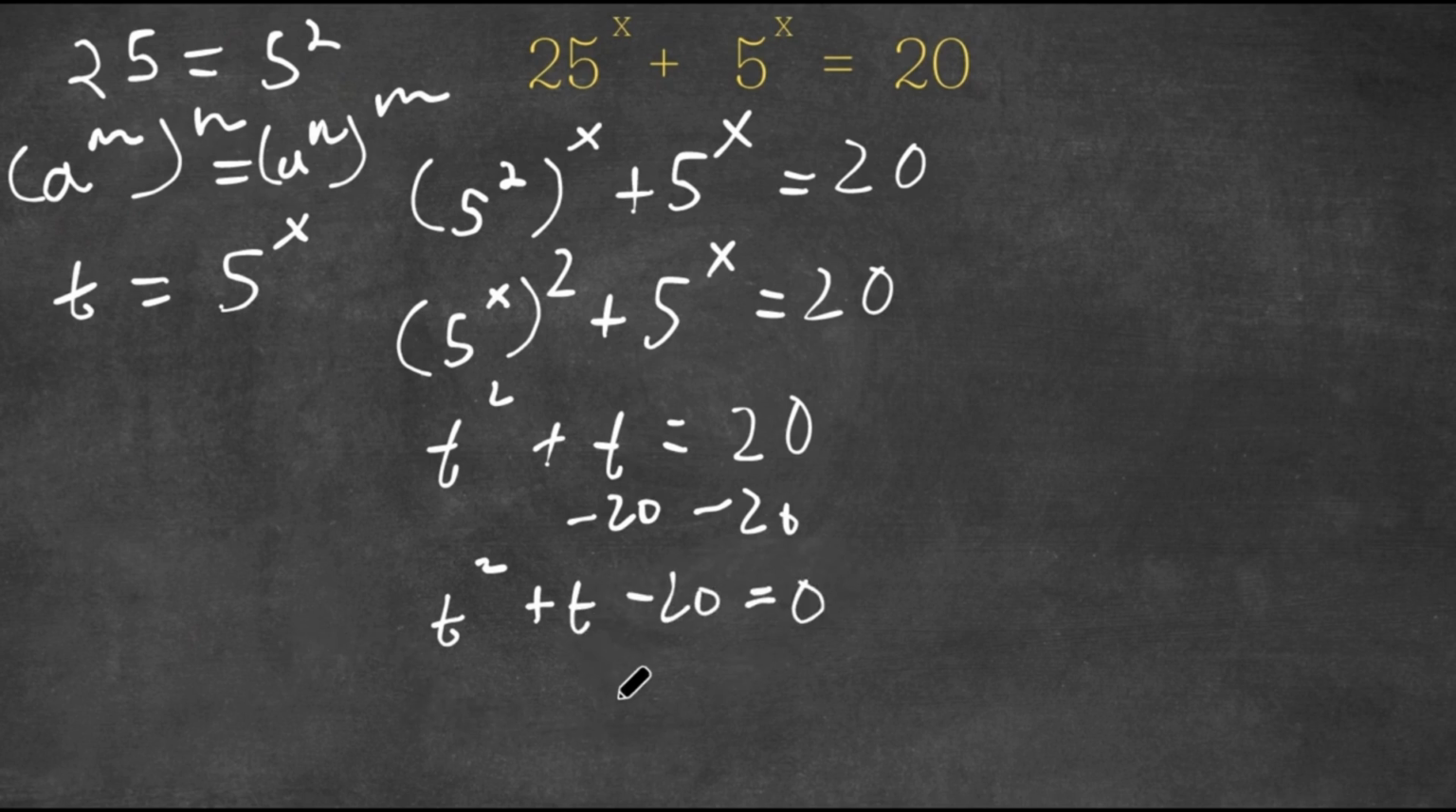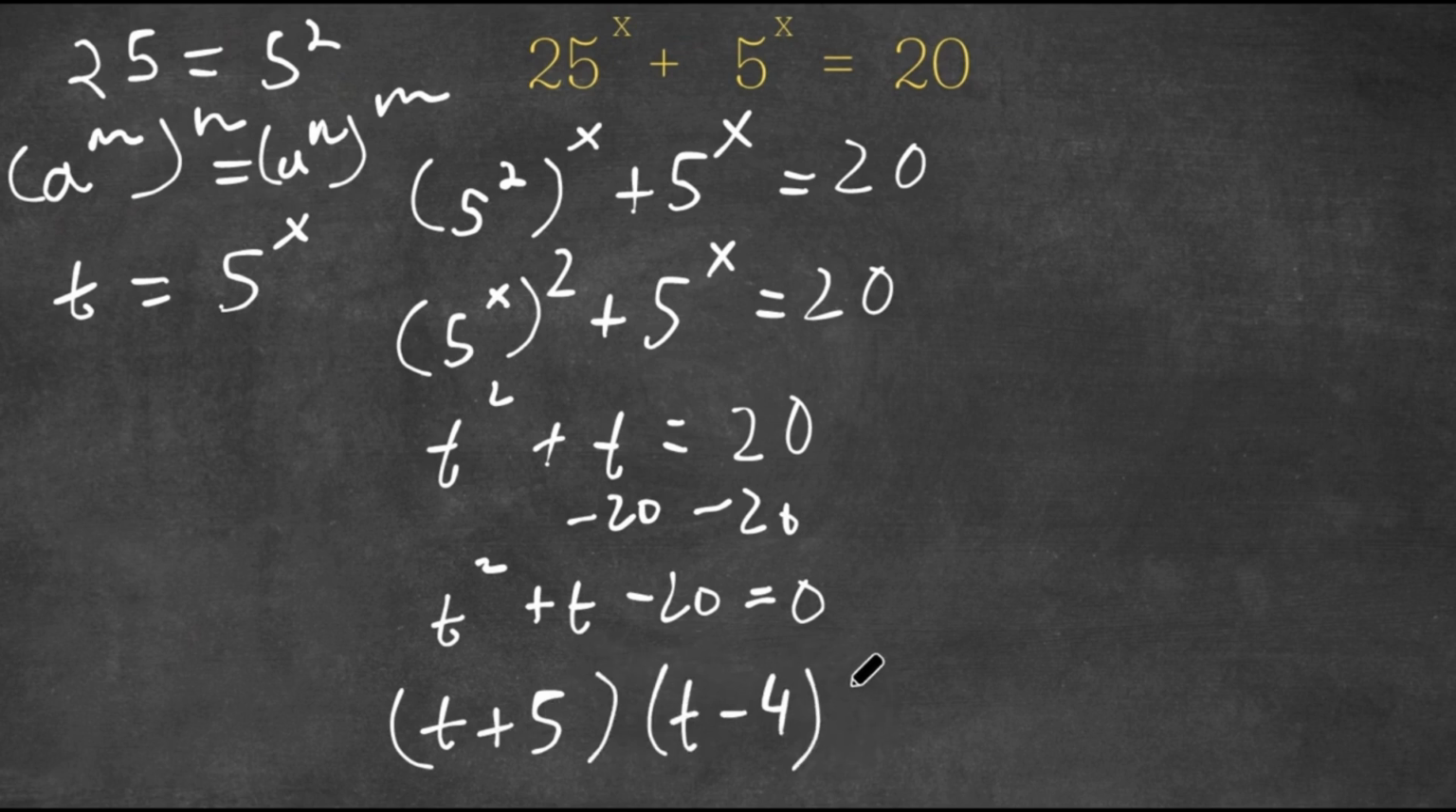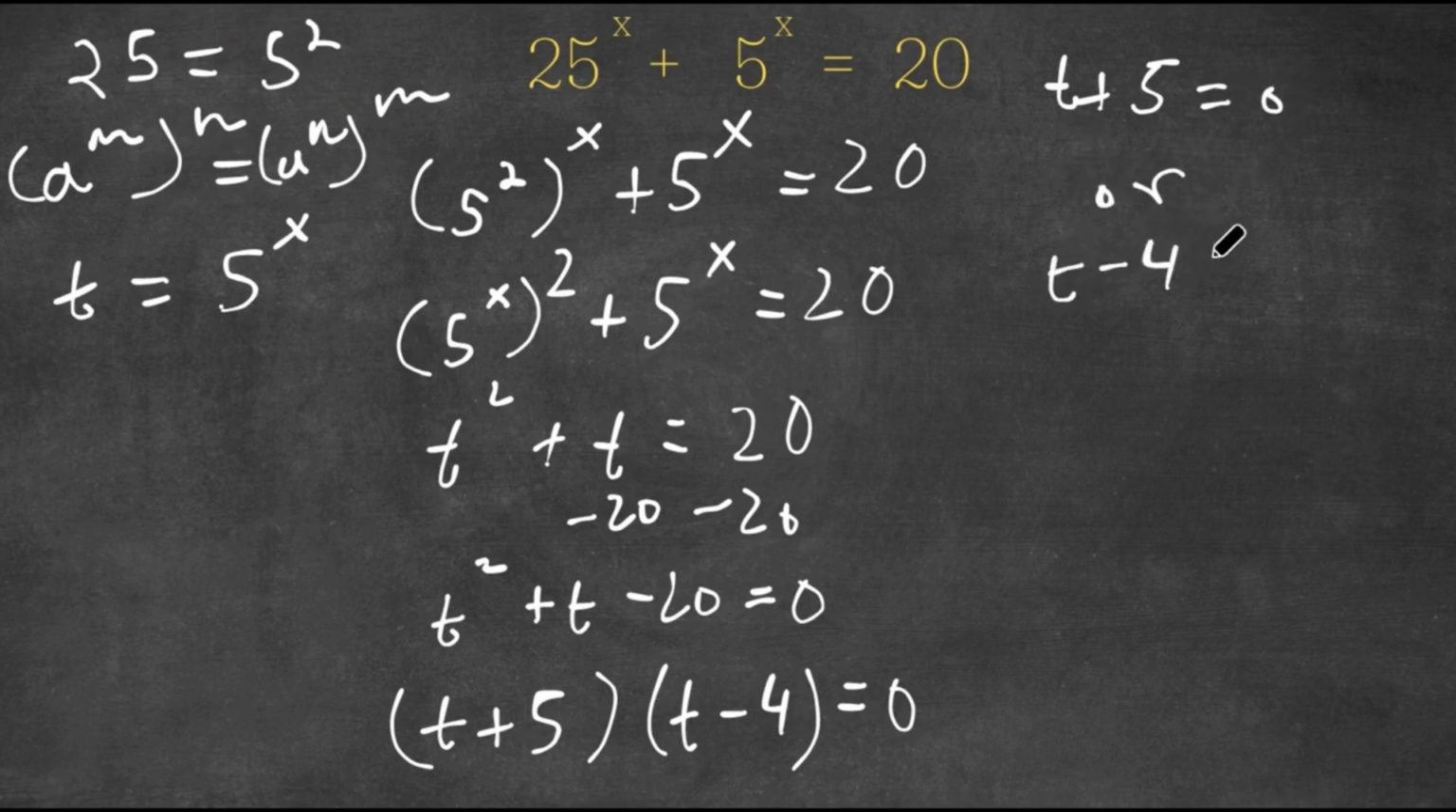Now this is a simple quadratic equation, and this will be factored into t plus 5 times t minus 4. And this gives me two equations. I have t plus 5 is equal to 0, and I have t minus 4 is equal to 0. For t plus 5, this means that t is equal to negative 5. And for t minus 4, this means that t is equal to positive 4.